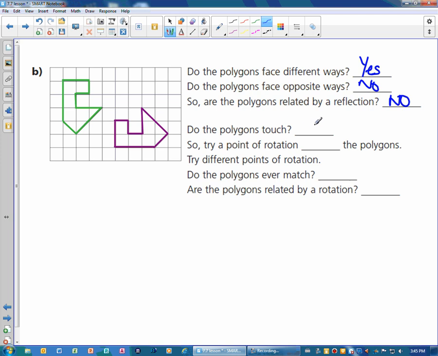Now, did they touch? Nope. So try a point of rotation between. Do you think that there's anywhere we can stick a dot where we could turn this? Like, look at how this ended up here. I don't really see any point where you could stick a point and turn this piece of paper. If this were on paper, this would end up there. So do they ever match? No, no rotational symmetry. So they're exact copies of each other, but they don't necessarily have symmetry. Okay? They're not related in that sense.